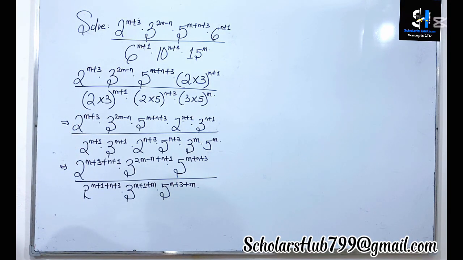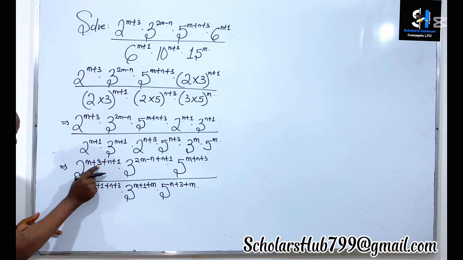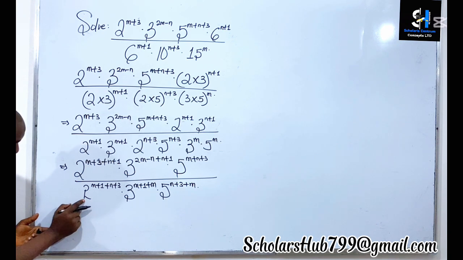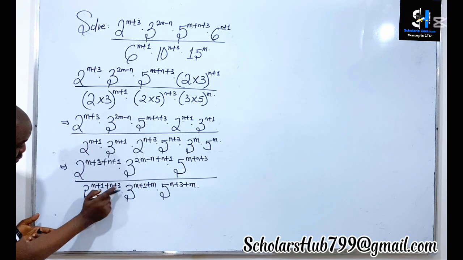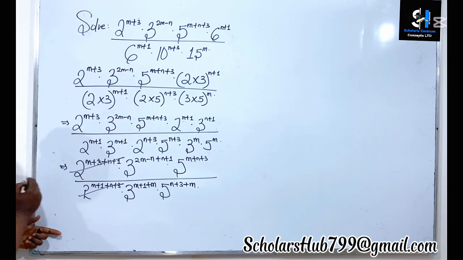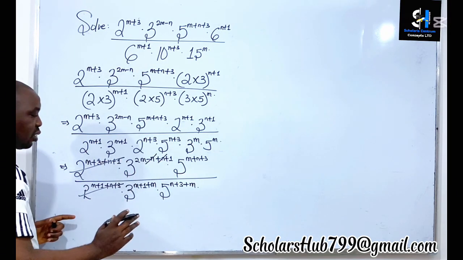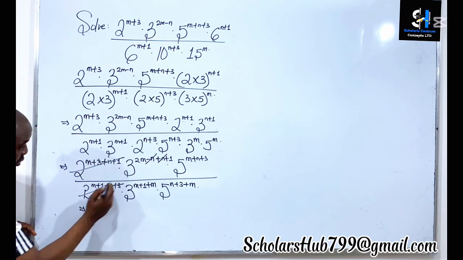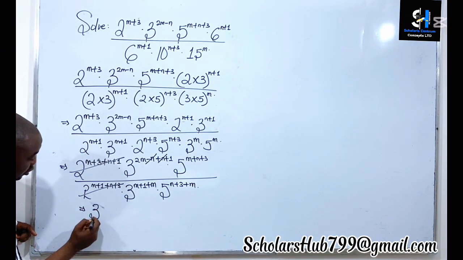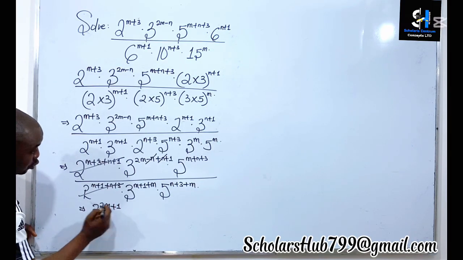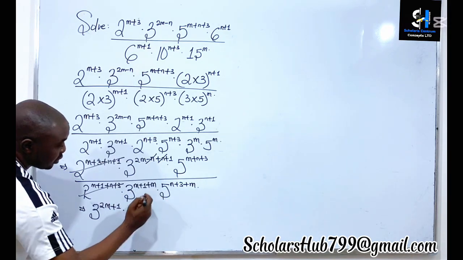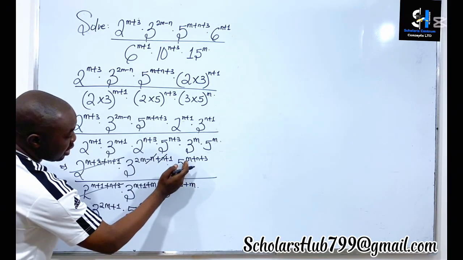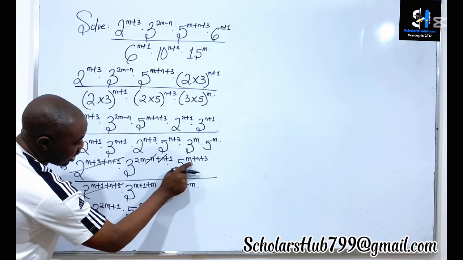Now we can see that this is 2 exponent n plus 3 plus n plus 1, and it is the same thing here. So we have 2 exponent n plus 1, just like what we have here, plus n, just like what we have here, then plus 3. So this will cancel out. This will be minus n plus n, that will be 0. So we'll be left with 3 raised to the power of 2n plus 1, times 5 raised to the power of n plus n plus 3, which is the exponent of 5.